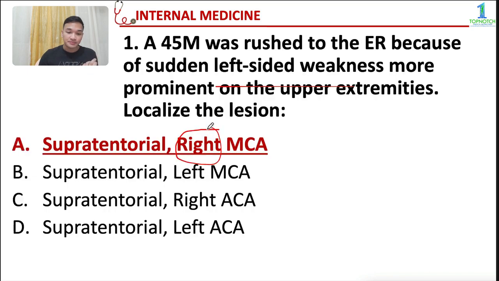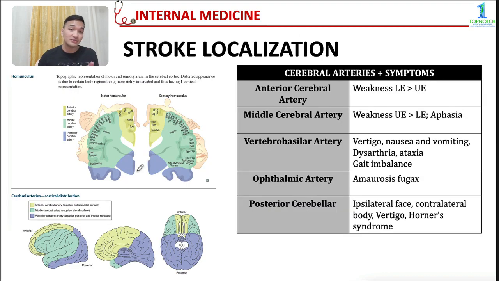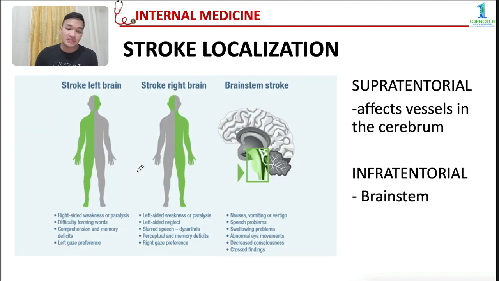And so the question here, if right is the answer, why is it not letter C? Okay, let's remove B and D. Why not C? The reason why it is not right ACA is this homunculus. So, why MCA and not ACA?